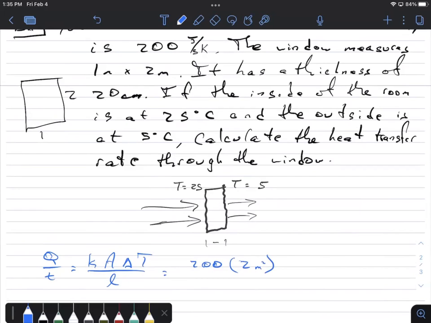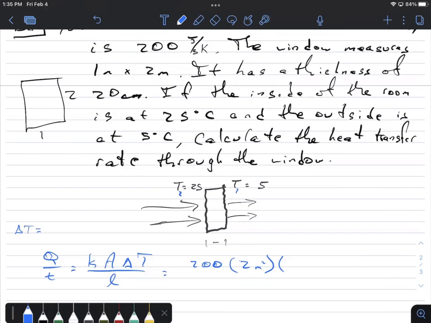Then we have delta T. Now, delta T does not mean final minus initial. There is no final temperature and initial temperature here. You're not changing temperatures. Rather, this is the temperature on one side and the temperature on the other side. So I'm going to call it T1 and T2. I'm going to call T2 the temperature inside my room, and T1 will be the temperature outside my room.